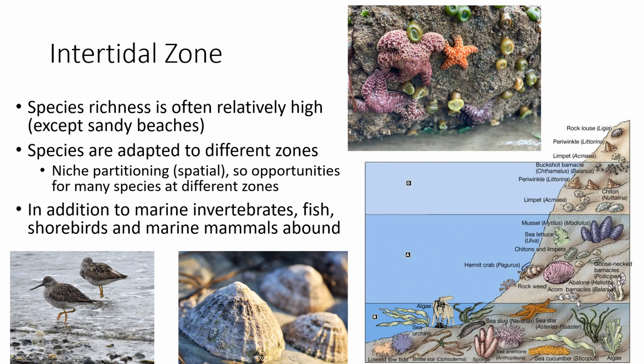You're going to have lots of marine invertebrates in the intertidal zone, lots of fish that move up and down with the tide, marine mammals, including seals and sea lions, sea otters, as well as lots of birds, lots of shorebirds in the intertidal zone. So biodiversity is pretty high, and you have that confluence between the land and the ocean.